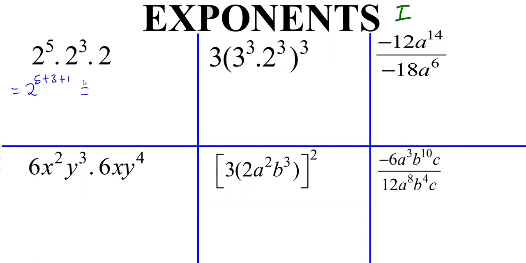Now here 5 plus 3 plus 1 is going to give us 9. So it's going to be 2 to the power of what? 2 to the power of 9. Let's see here what we're having here.